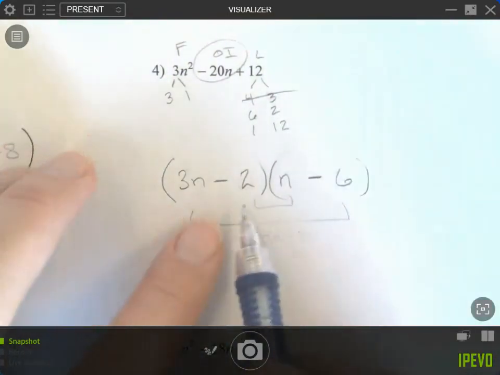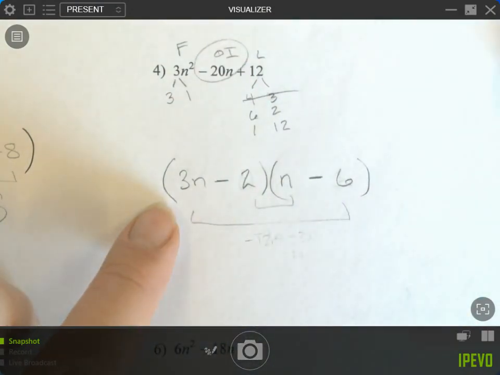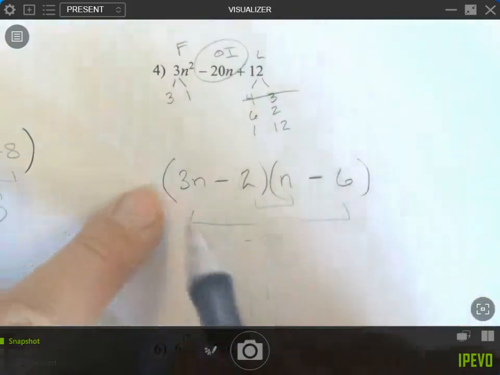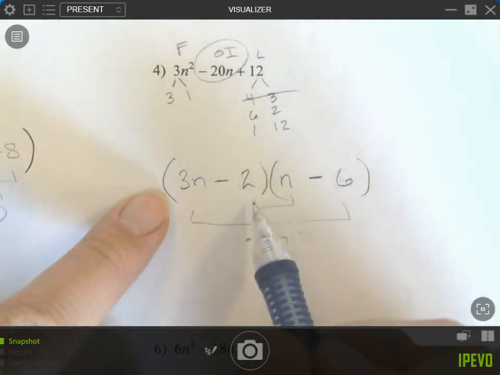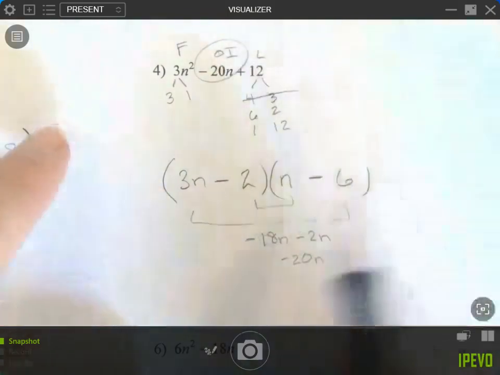No, I'm going to 2 and 6. I have to flip them. And this is what works. See, if you skip something, you skip the one that works sometimes. So when I try a set of numbers, I need to flip them. 3 times negative 6 is negative 18n. And the inside is negative 2n, which adds up to negative 20n. So that's it.